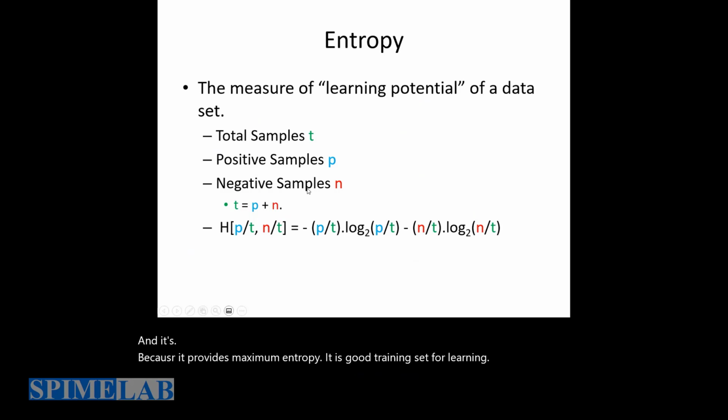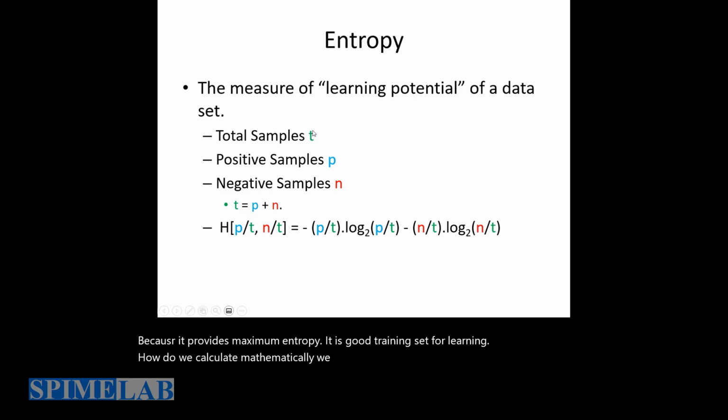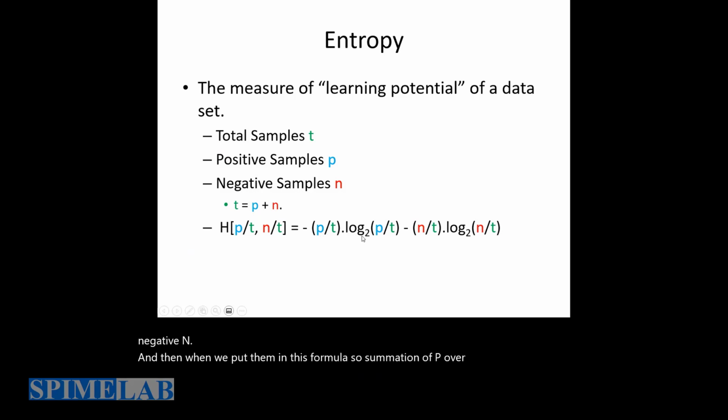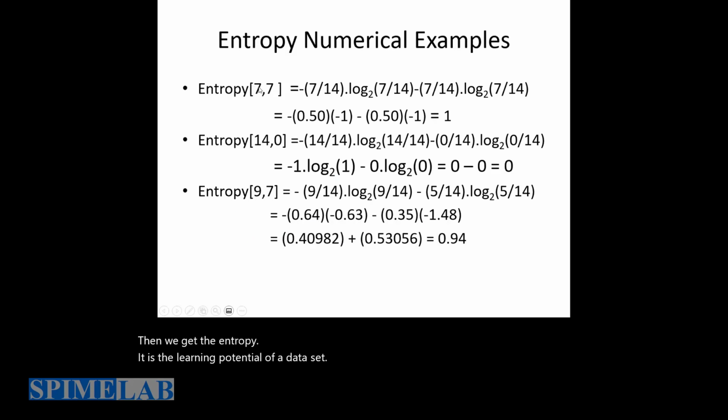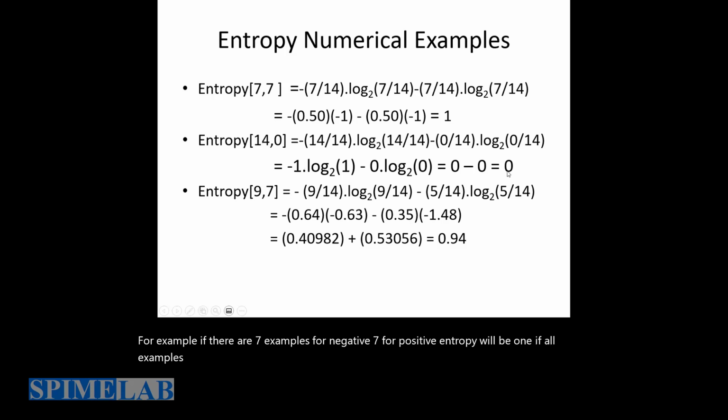How do we calculate it mathematically? We just look at the number of examples, total T, positive P, negative N, and then we put them in this formula: the summation of P over T times log base 2 of P over T, and with the negative sign, we get the entropy. It is the learning potential of a data set. For example, if there are 7 negative examples and 7 positive, entropy will be 1. If all examples belong to one class, entropy will be 0. 9 positive examples and 7 negative will end up with 0.94 entropy.